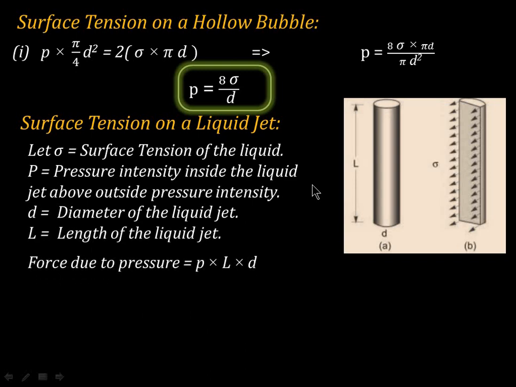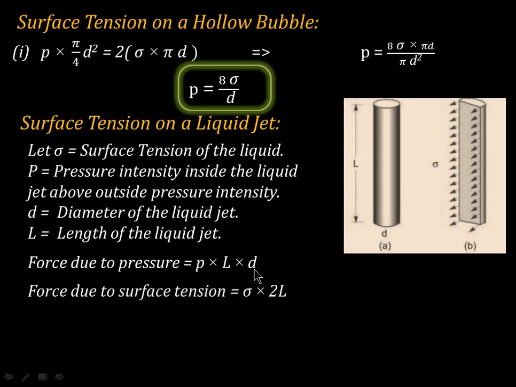So the force due to pressure will be P into L into D. That is the pressure into area. The area is length into diameter, when we consider the rectangle, so it will be length into breadth. Length is L and the width is D, that is the diameter. So P into L into D.